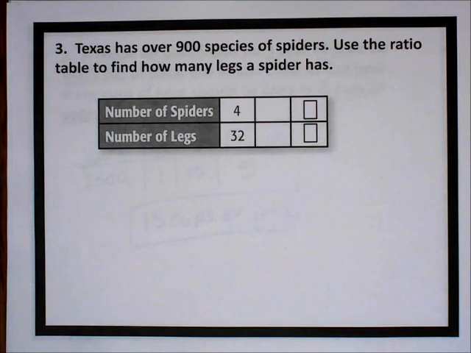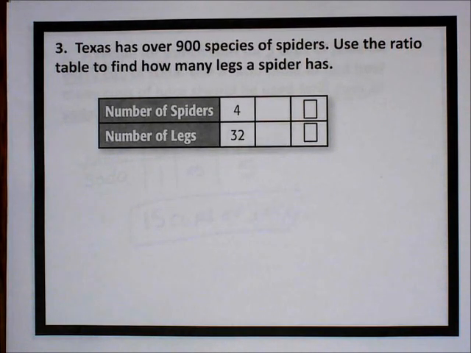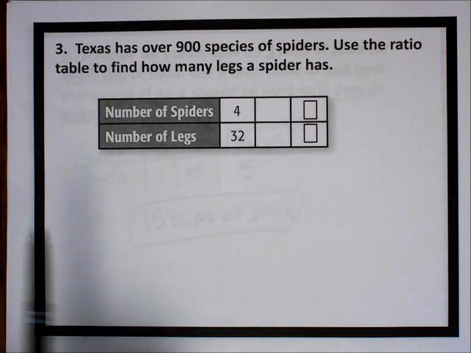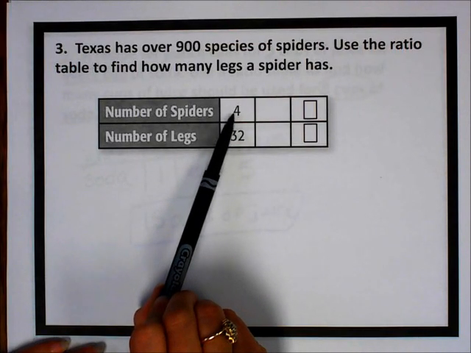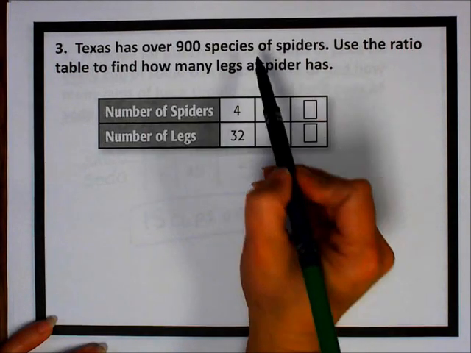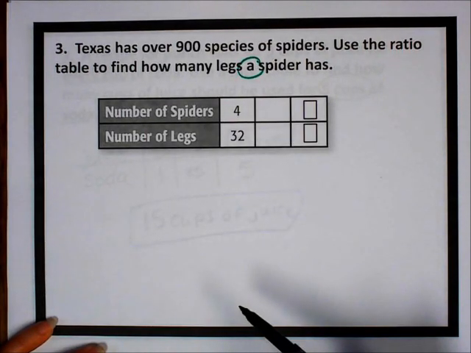Number 3. Texas has over 900 species of spiders. Use the ratio table to find how many legs a spider has. So draw your ratio table, please. Now notice, we know that the ratio of spiders to legs is 4 to 32. But the question wants us to use the table to find how many legs a spider has.